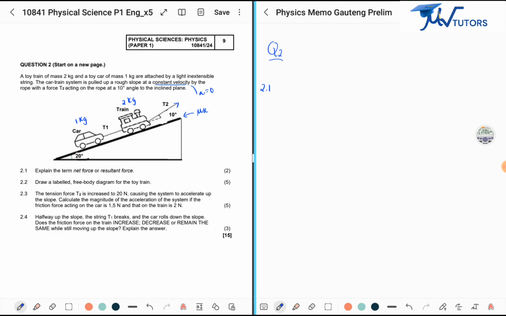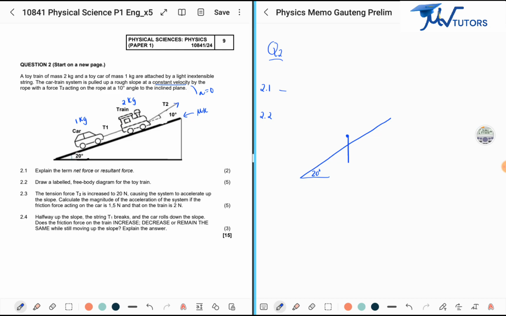All right, and then 2.2, draw a labeled free body diagram for the toy train. While doing that, also just do it for the car as well, because you never know if these questions need other free body diagrams. But anyway, let's just focus on the train. So if that's your inclined slope, there at 20 degrees, there is your train. Ooh, this 20 degrees is very steep.